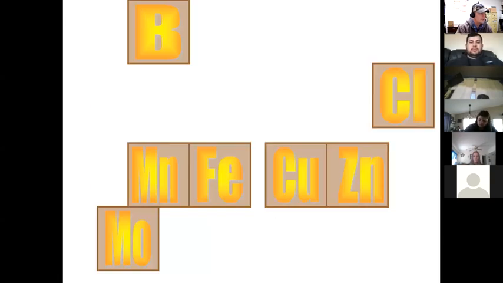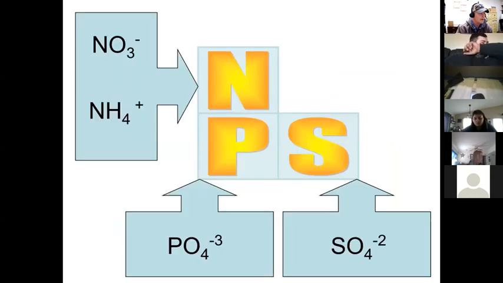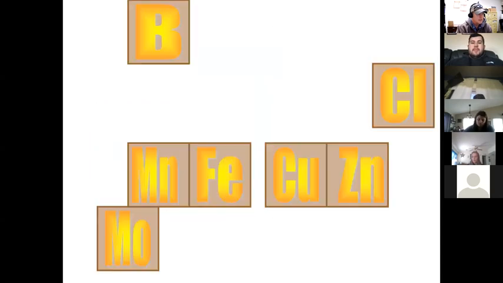Okay, so that concludes, let me go back. These three right here, N, P, and S, and these three right here, potassium, magnesium, and calcium, are the macronutrients, okay? These others right here are what we call micronutrients. So compared to the previous six, these guys are used in the plant in much smaller amounts.